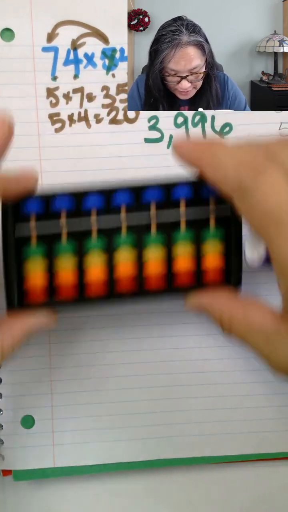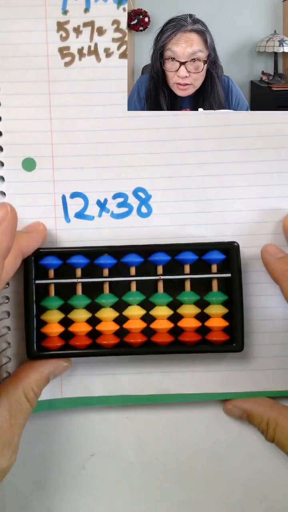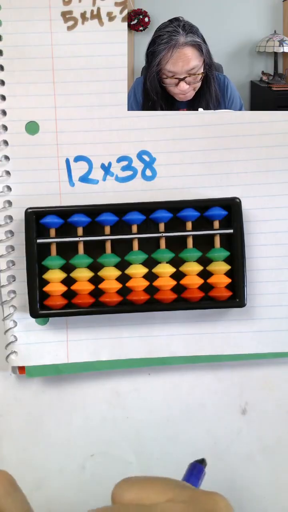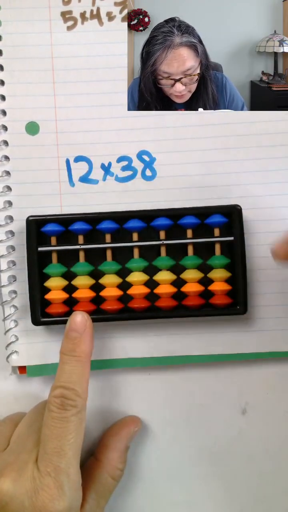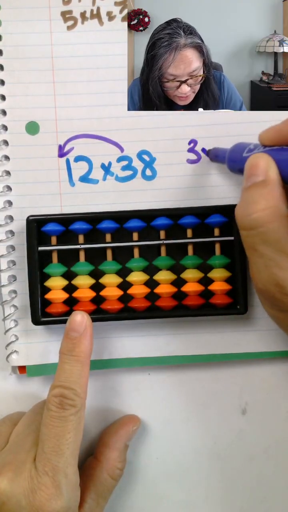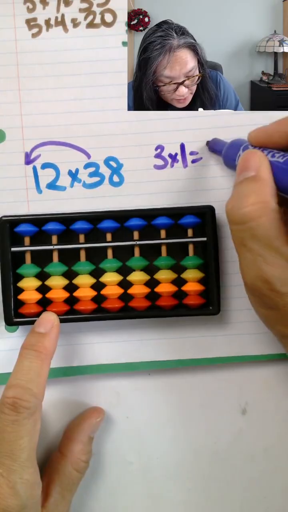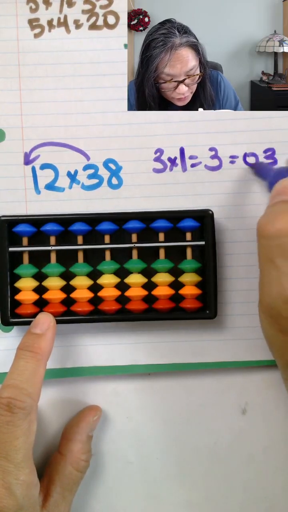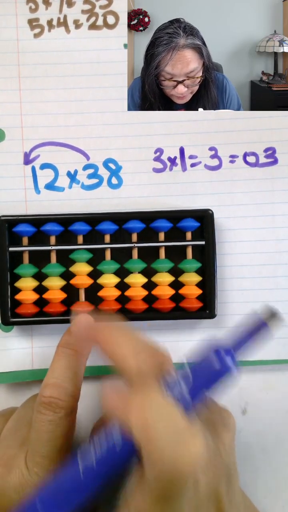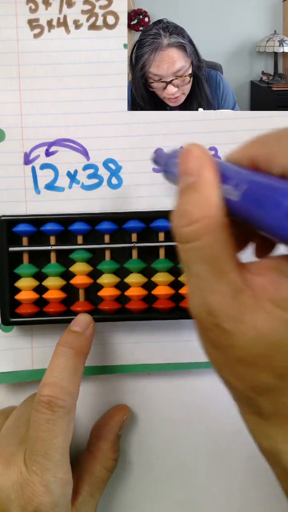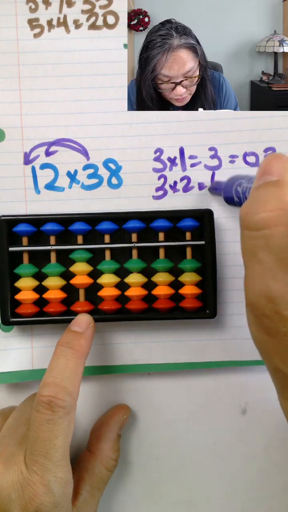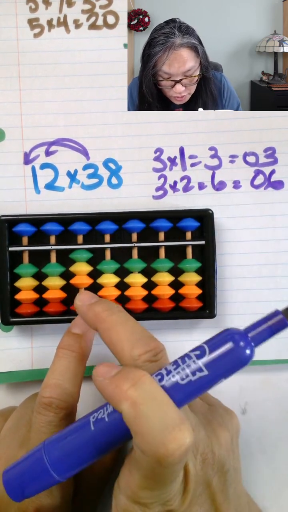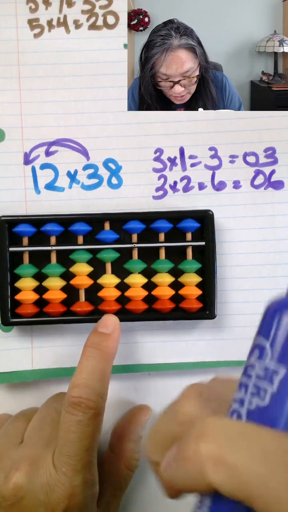Now the first thing we're going to do again is figure out our starting point. We have 1, 2, 3, 4. The first thing we're going to do is 3 times 1. 3 times 1 is 3. To make 3 a double digit, we're going to say 0, 3. So that means 0 and 3. And then we're going to do 3 times 2 is equal to 6. 6, again, is a single digit, so I'm going to do 0, 6. So we're done with our 3.